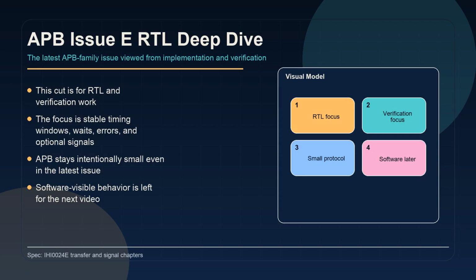Today we're going to be looking at the latest APB family issue from the RTL and verification perspective. The useful questions here are stable timing windows, waits, error completion, and what optional signals mean for real logic.